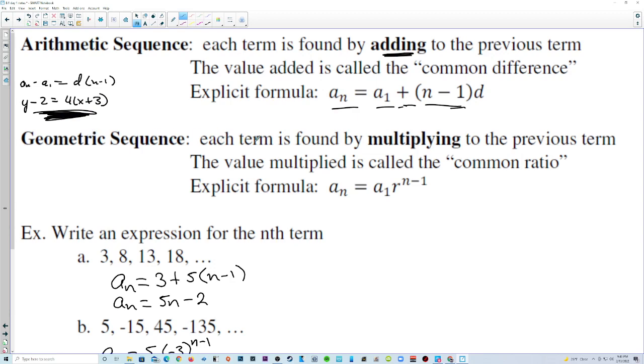Geometric sequence. Each term is found by multiplying to the previous term. The value multiplied is called the common ratio. The explicit form is a sub 1 r to the n minus 1.